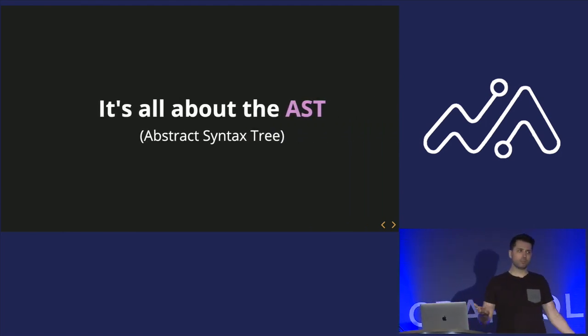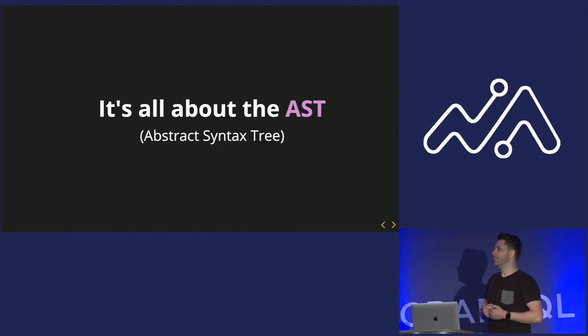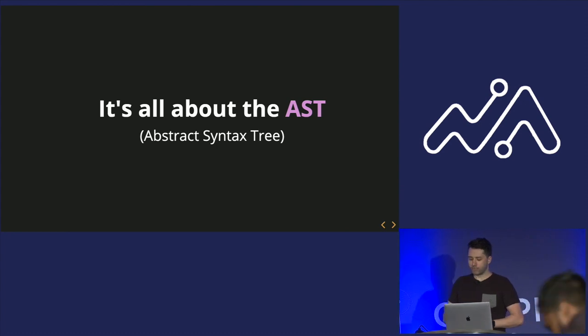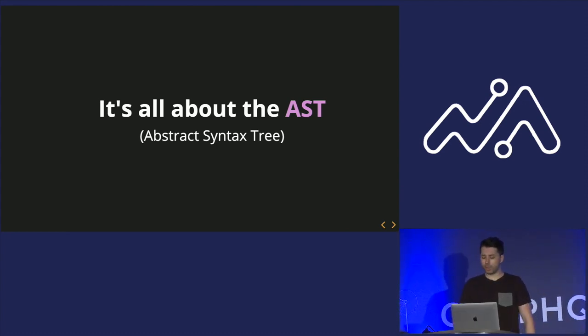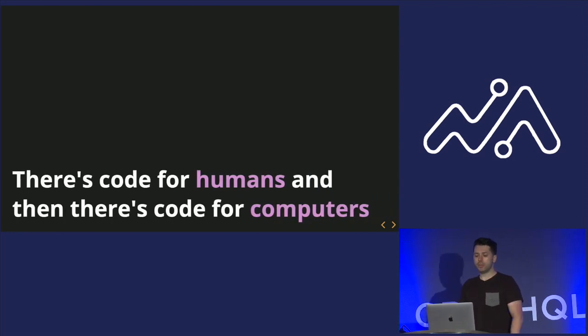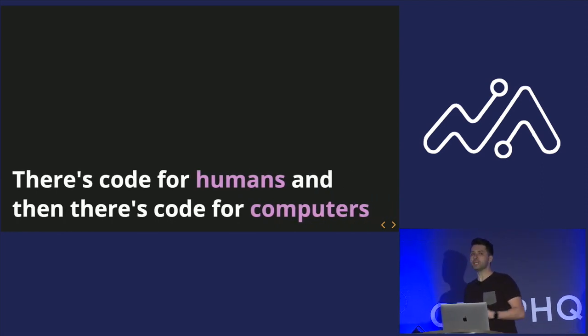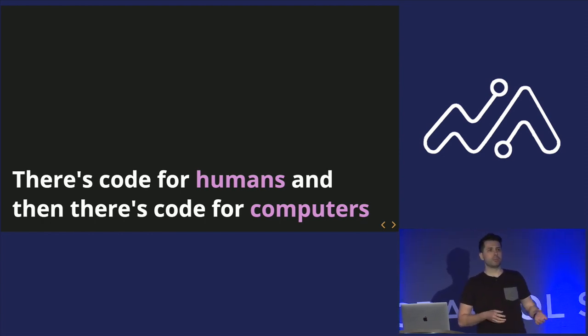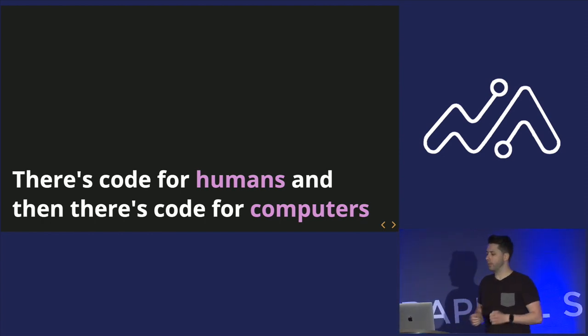So this is a big topic, lots of different ways to apply ASTs to computing. It's a very, very rich topic. We won't go too much into it, but essentially I'd say that there's code for humans, there's code for us to understand, but then there's code for computers, or maybe programs is the better way to put it, to understand.